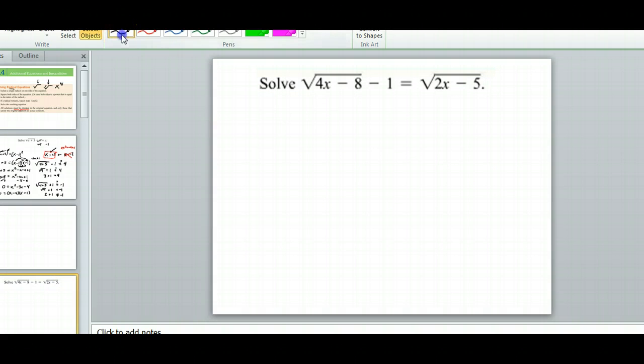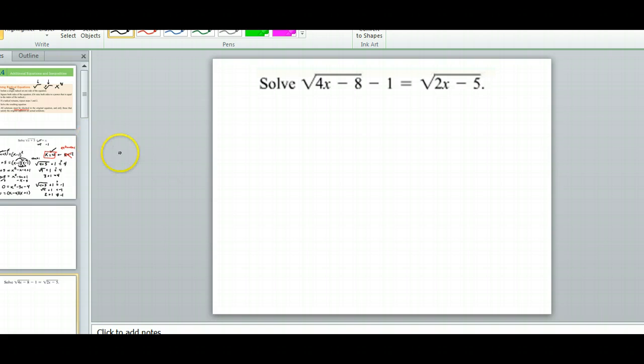Alright, now this one, much more difficult because it's got two radicals. So we can't isolate both of them. We can only isolate one at a time. If I add one over here, now that radical is not isolated. So we can only isolate one radical.